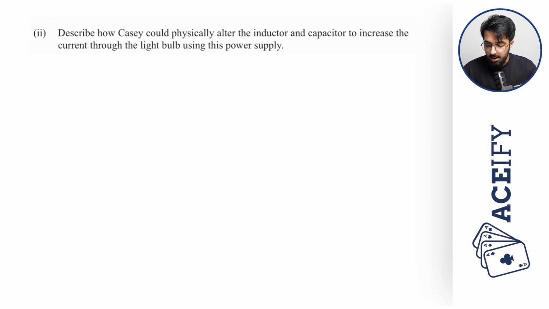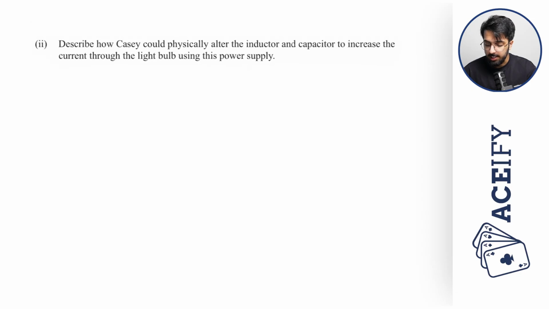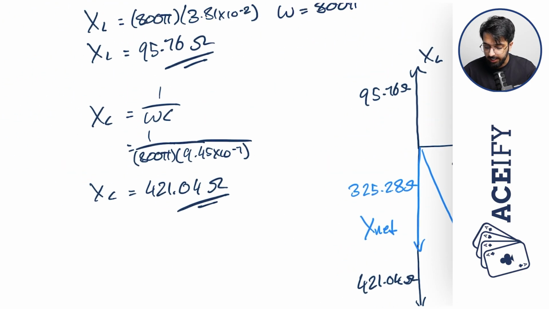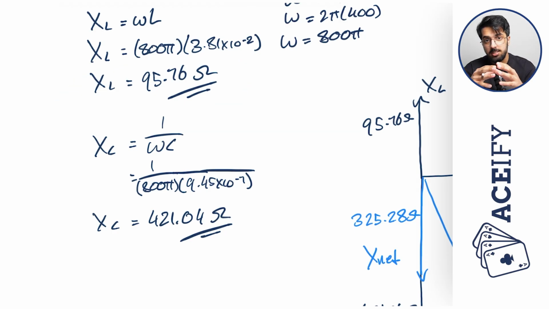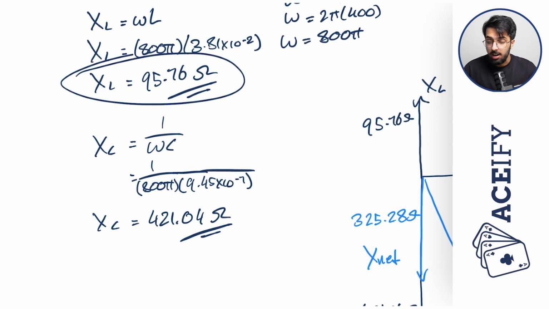Describe how Casey could physically alter the inductor and capacitor to increase the current through the light bulb using this power supply. Alright, so right now we have a case where the reactance of our capacitor is much greater than the reactance of our inductor. And remember, if we want to maximize the current in an AC circuit, we want our total impedance to be at a minimum value, and our total impedance is a minimum value when our circuit is at resonance. That is when our XC is equal to our XL. And so what we need to do is make the reactance of our capacitor smaller and the reactance of our inductor higher.